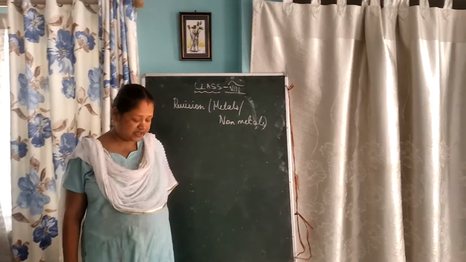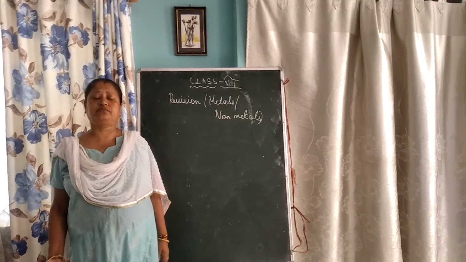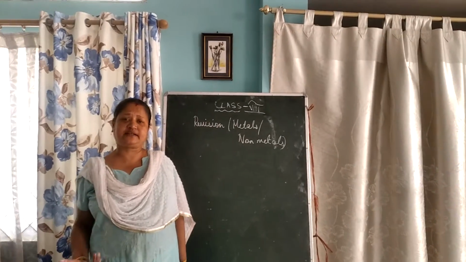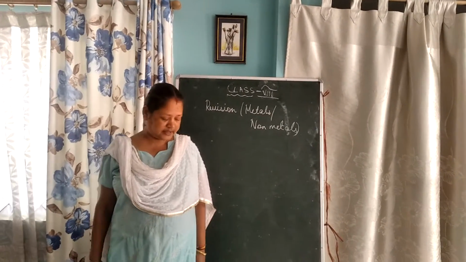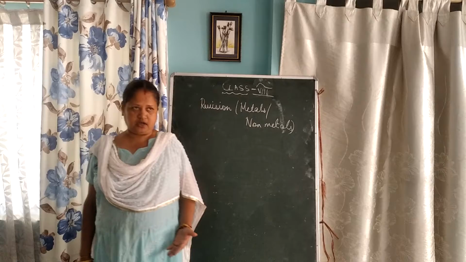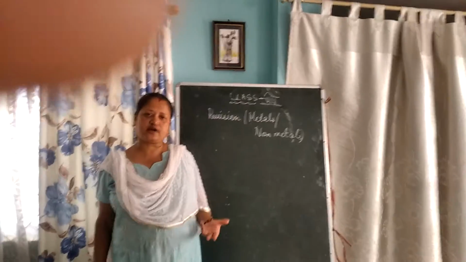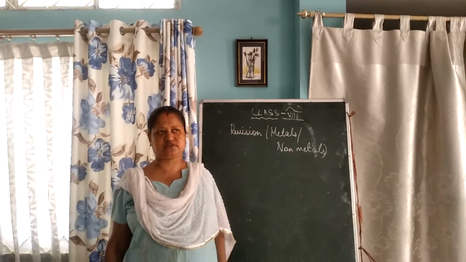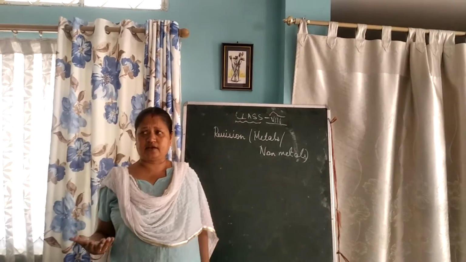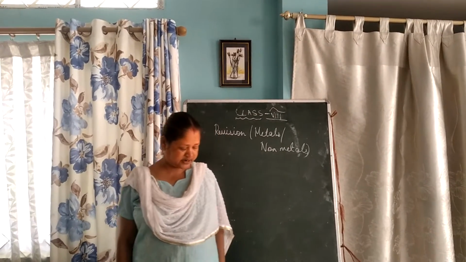non-metals are. As I have told you, the most common example of a metal that comes to your mind is iron, right? Then we have some other metals like tin, aluminium, copper. Those are all metals. And then non-metals like sulfur, phosphorus, even the gases like oxygen and hydrogen are actually non-metals.